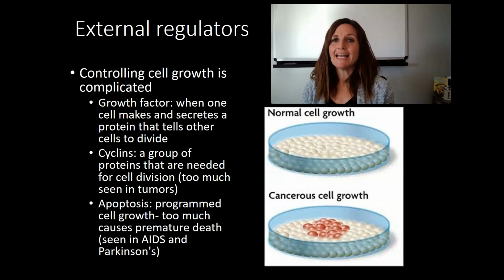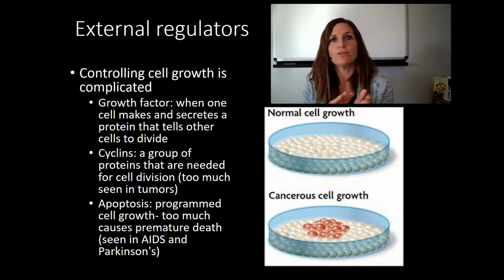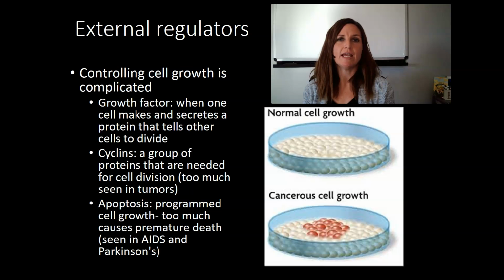One thing that we tend to see in cancer cells, in cancer tumors, is an overproduction of cyclins. So even though there maybe isn't any growth factor telling the cell to divide, the cyclins are still kind of shoving the cell through the cell cycle, which is creating more and more cells where they aren't necessary or they're possibly not healthy cells.